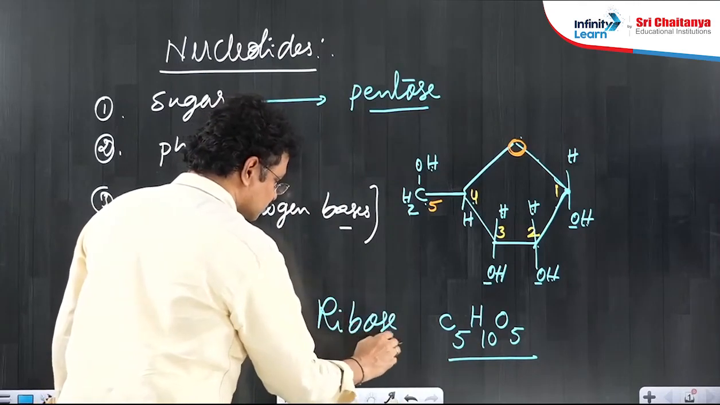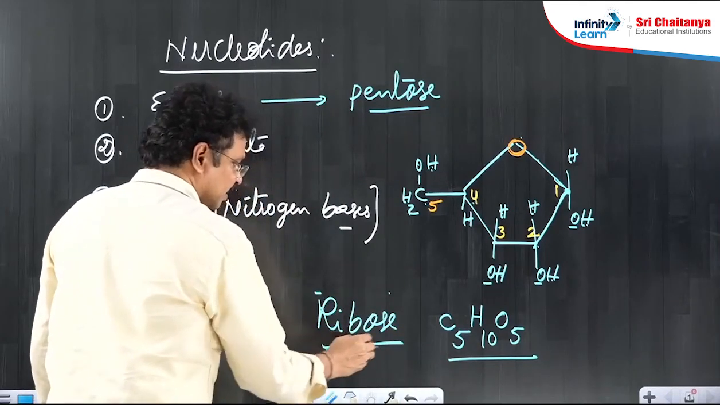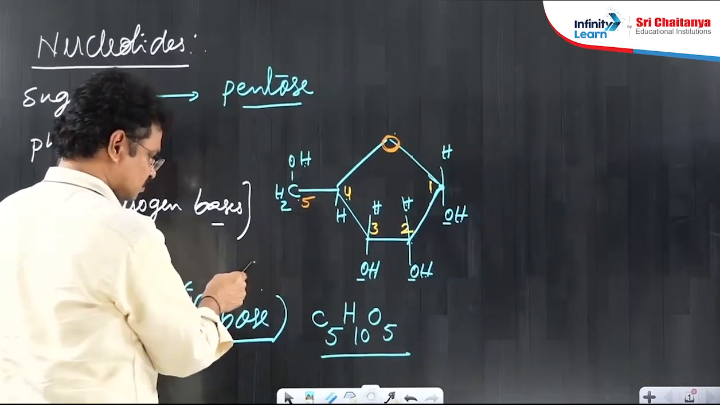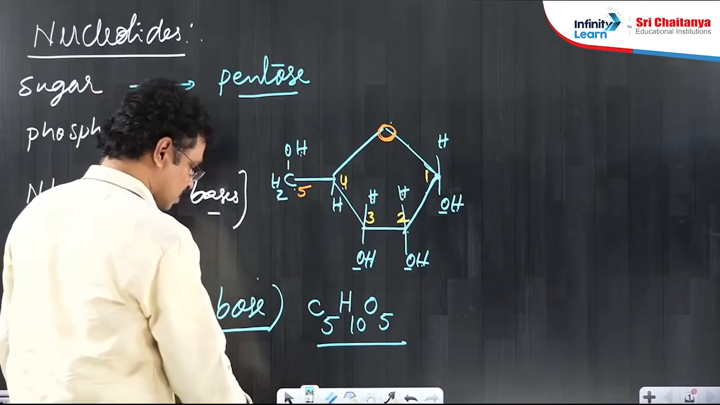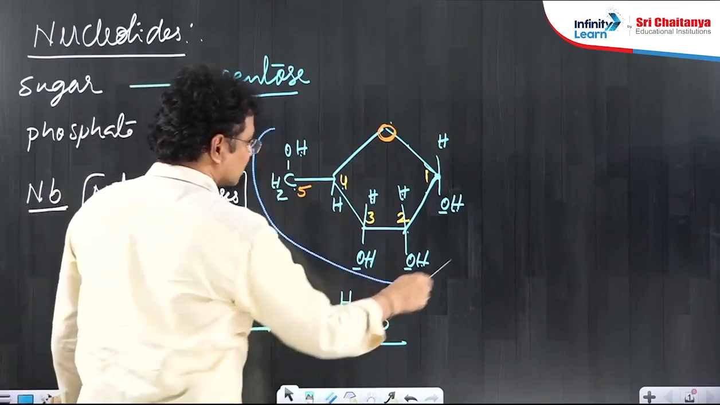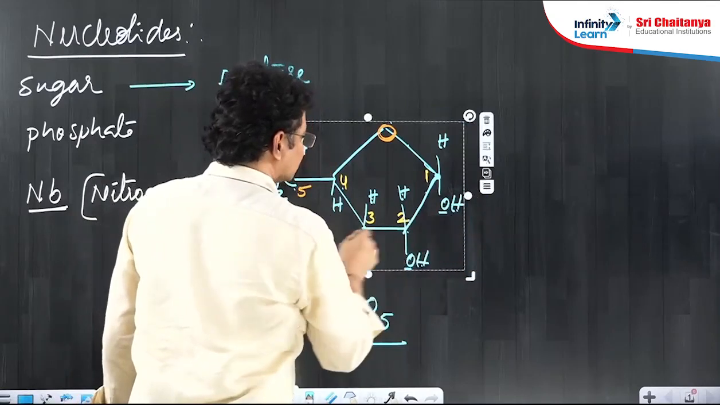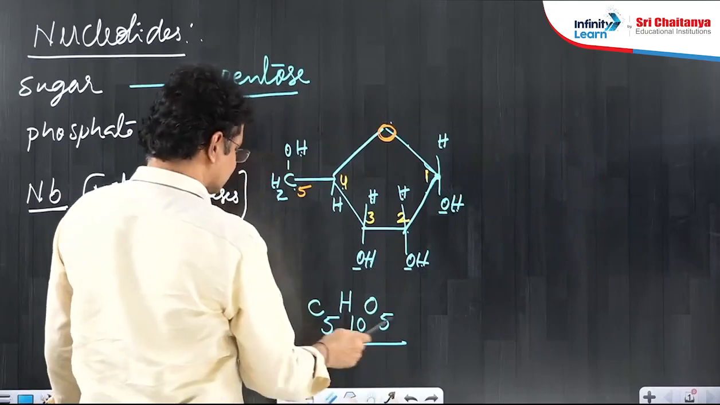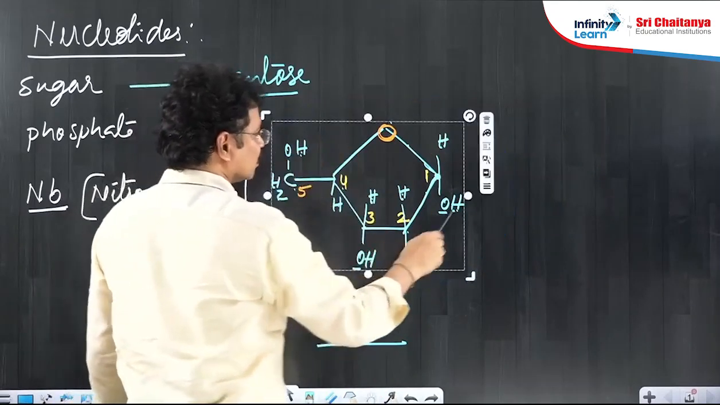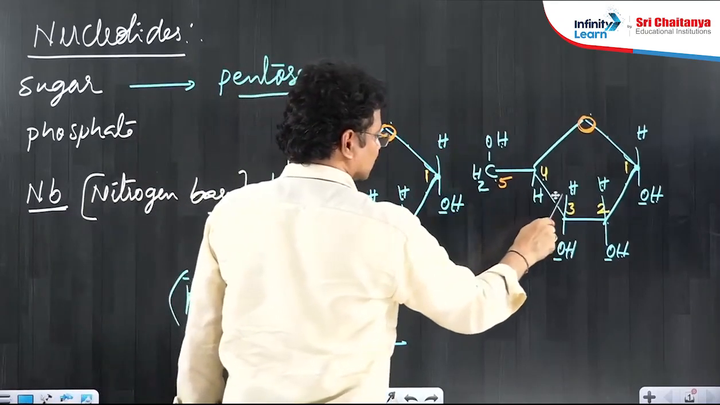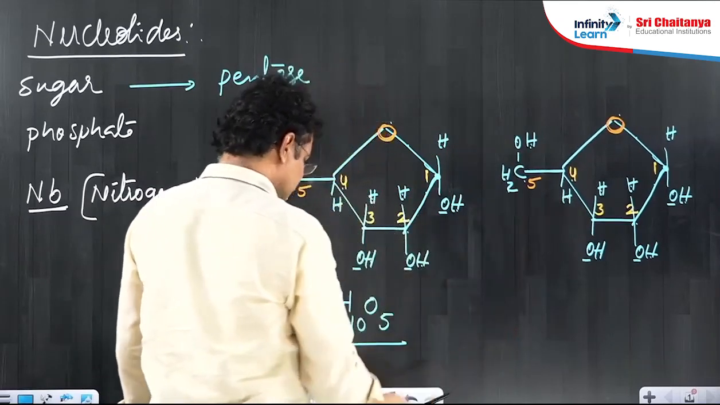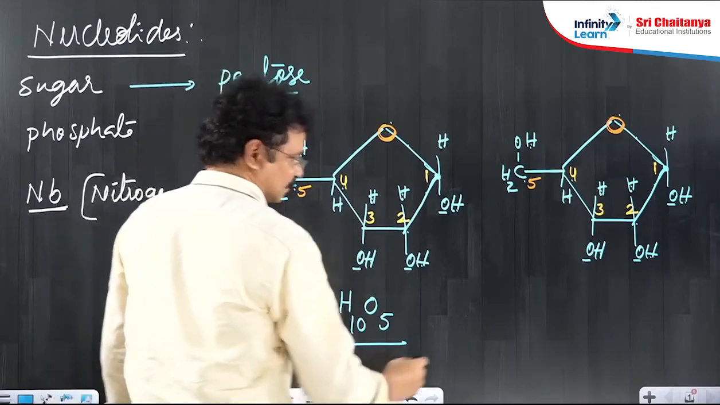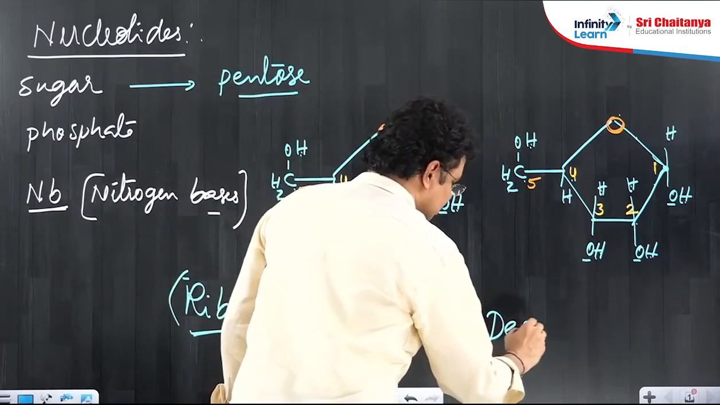Is the sugar ribose present in DNA or RNA? It is the sugar of the RNA molecule. What is the difference between the RNA sugar and the DNA sugar? What is the difference between the sugar molecule of RNA and DNA? Almost both the sugar molecules are similar, yet there is only one difference at one place. This is the deoxyribose sugar.